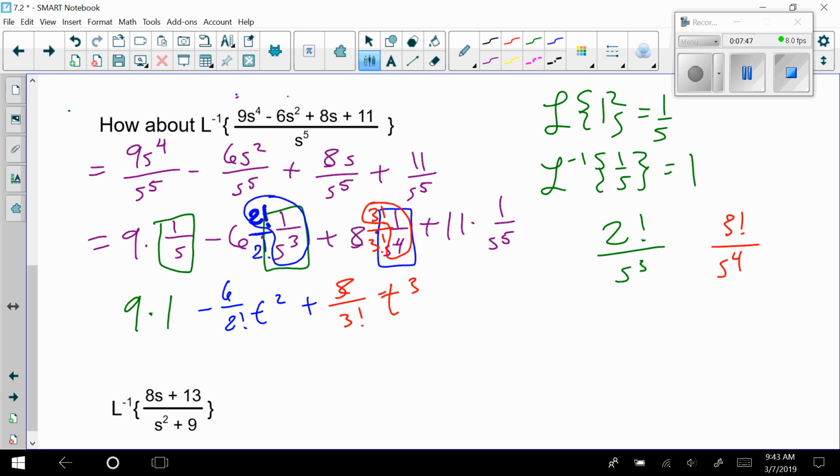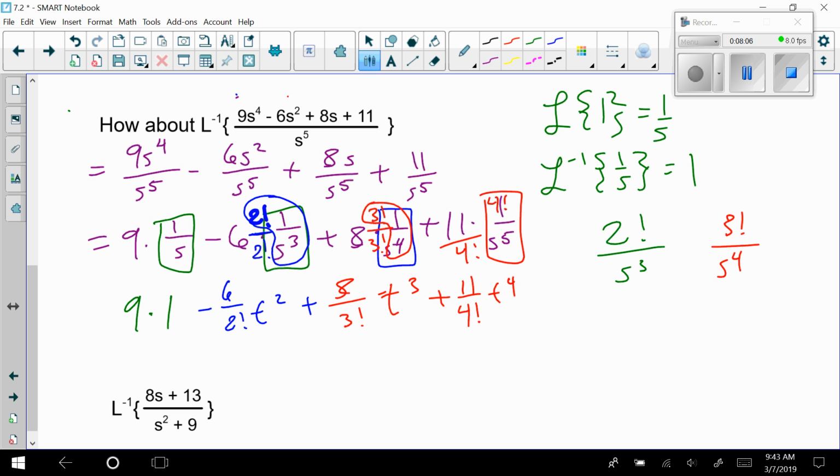And I'm just continuing this idea. What would this one be missing? Well, I need a 4 factorial. If I put it there, it also has to go down to the bottom. So this is plus 11 over 4 factorial. This thing here becomes the t to the 4th.